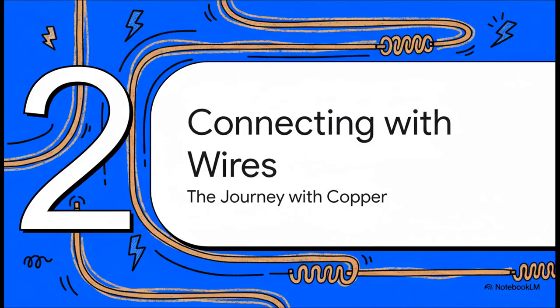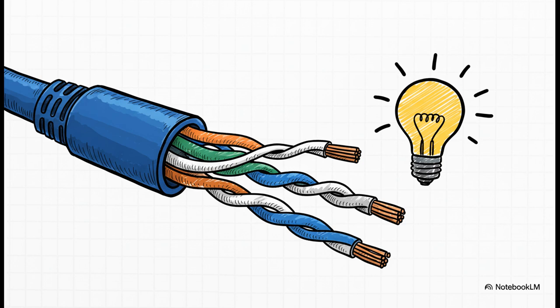So let's start our journey with the original workhorse of the internet, something that's still all around us, the good old copper wire. And for most of us, that experience starts with a cable that looks super familiar, an Ethernet cable. But that simple twist you see in the wires, it's not just for looks. It's actually a low-key stroke of genius.